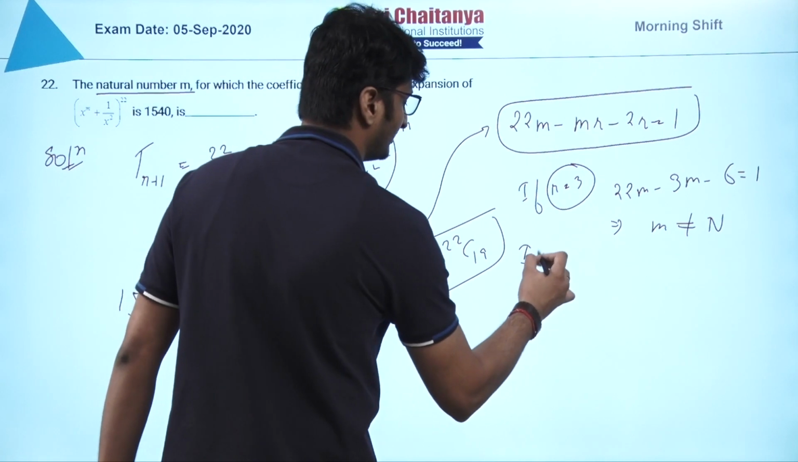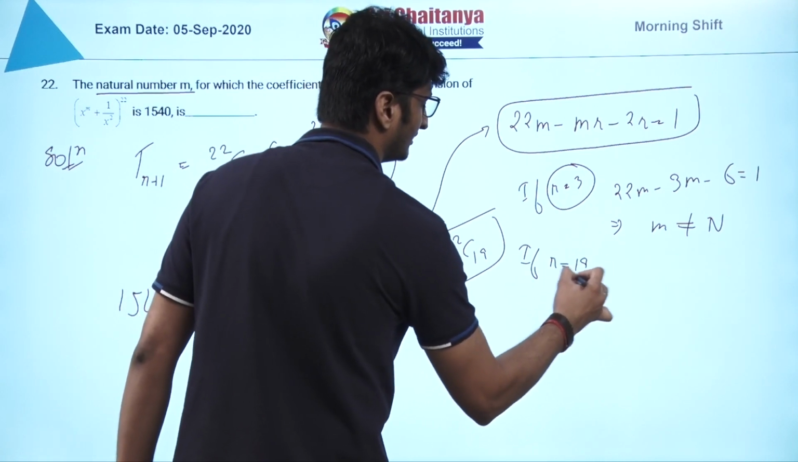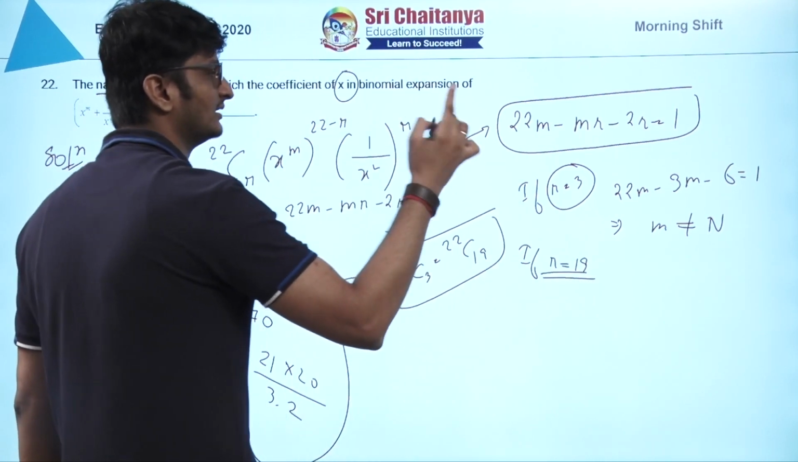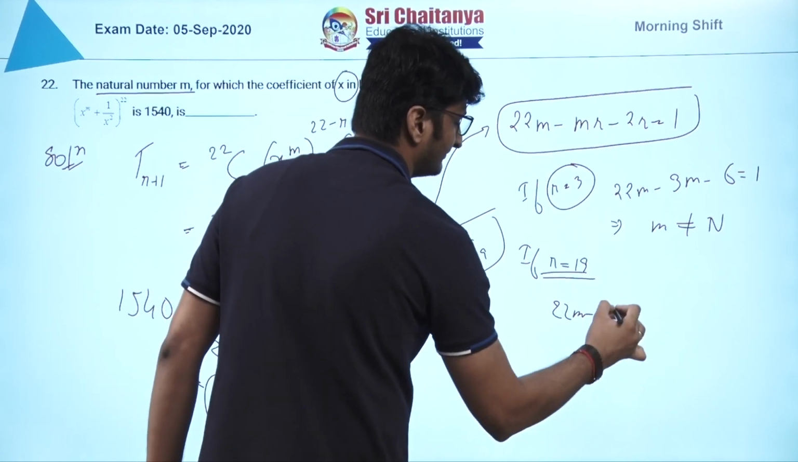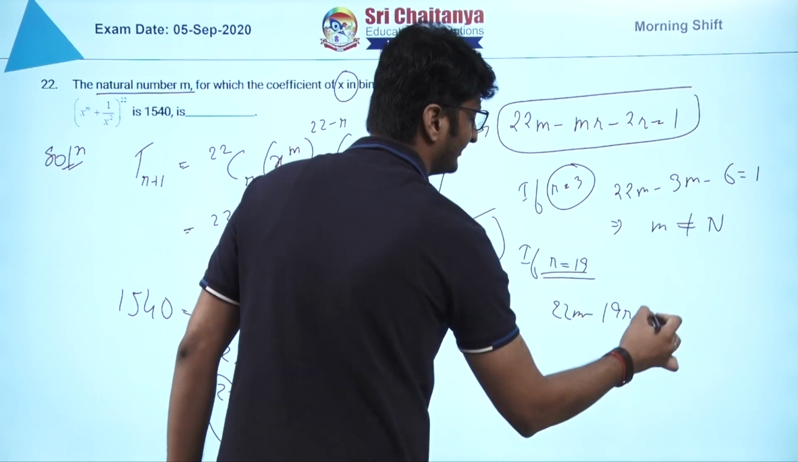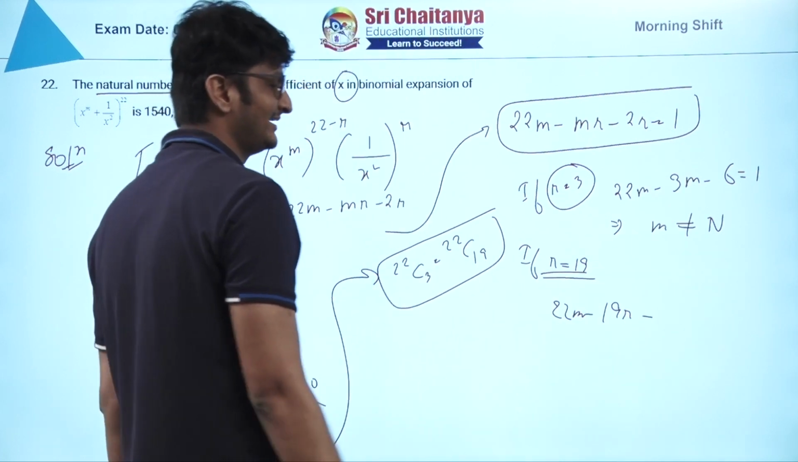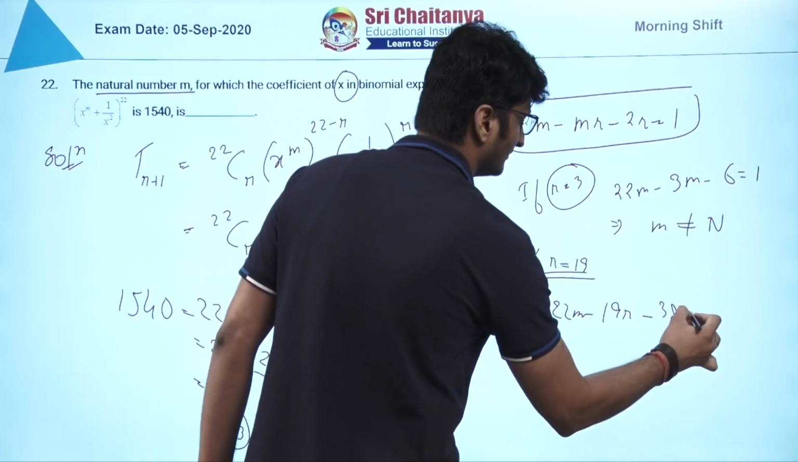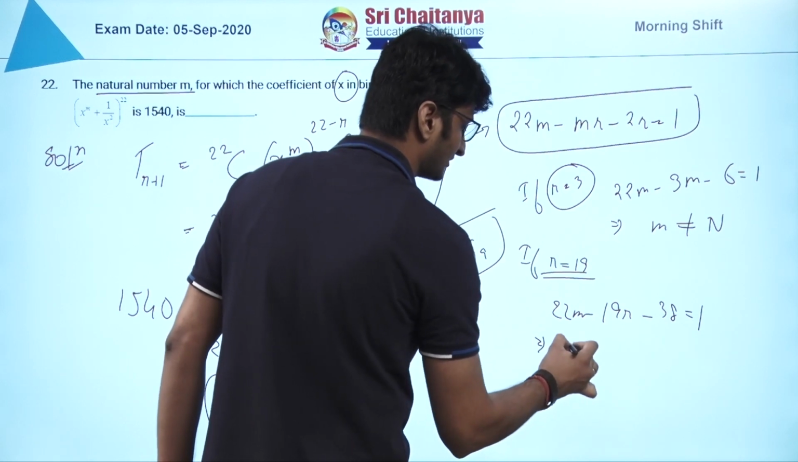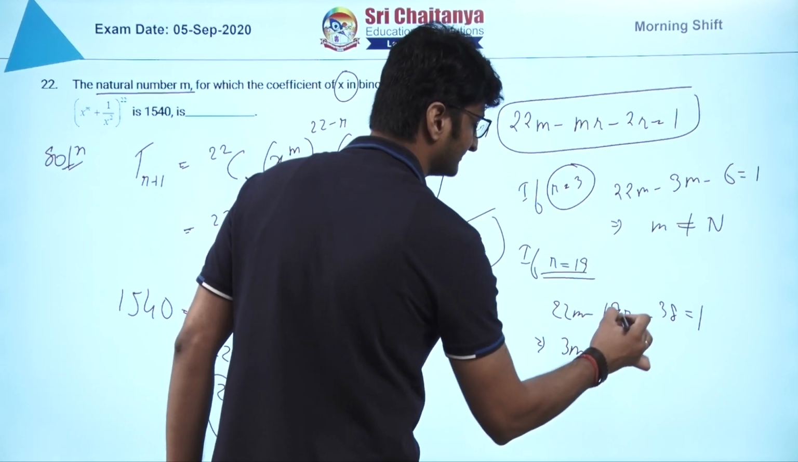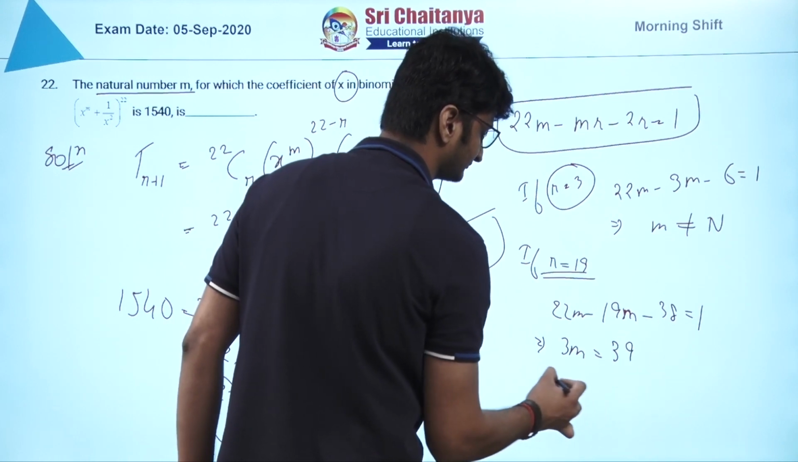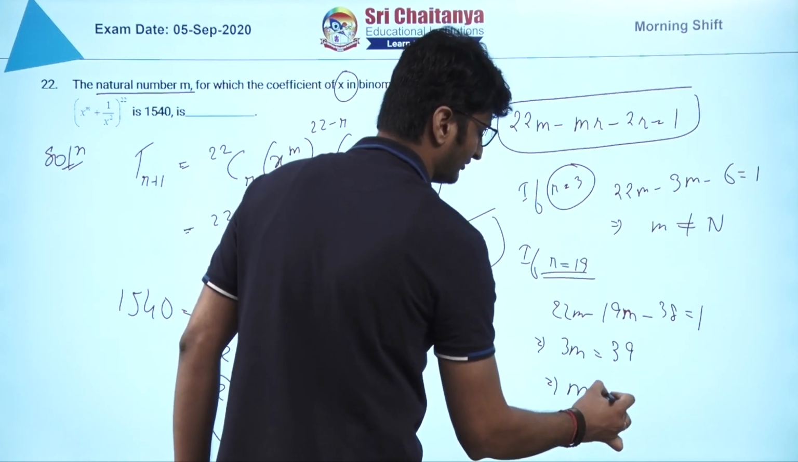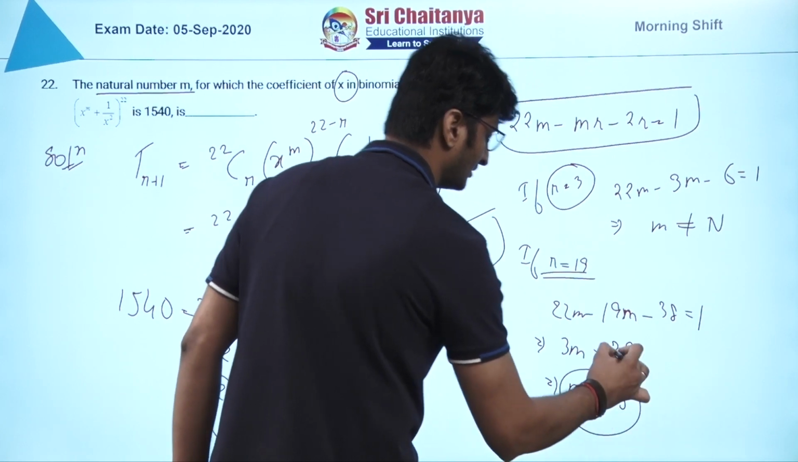If r is equal to 19, whether we are getting a natural number, let us check it out. 22m minus 19m minus 2 into 19, which is 38, is equal to 1. So, 3m is equal to 39, m is equal to 13, correct.